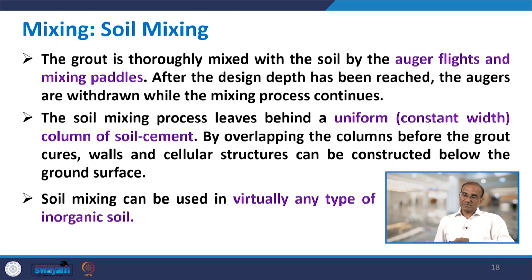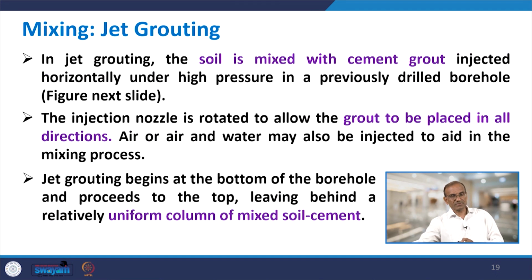The grout is thoroughly mixed with the soil by the auger flights and mixing paddles. After the design depth has been reached, the augers are withdrawn while the mixing process continues. The soil mixing process leaves behind a uniform, constant width column of soil cement. By overlapping the columns before the grout cures, walls and cellular structures can be constructed below the ground surface. Soil mixing can be used in virtually any type of inorganic soil. So, the mixing can be done in any type of soil.